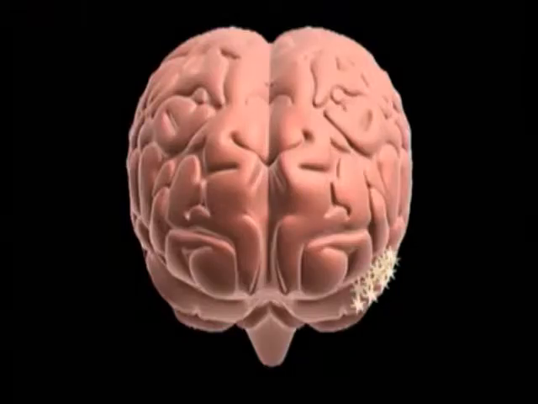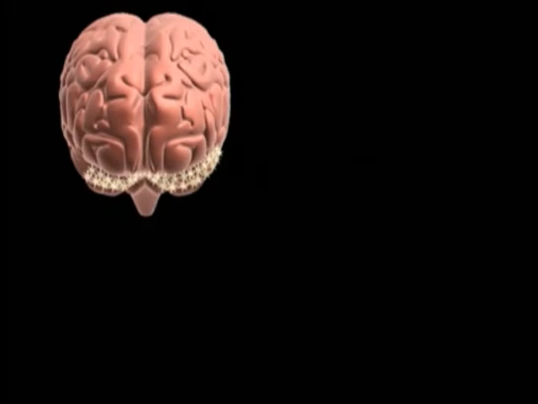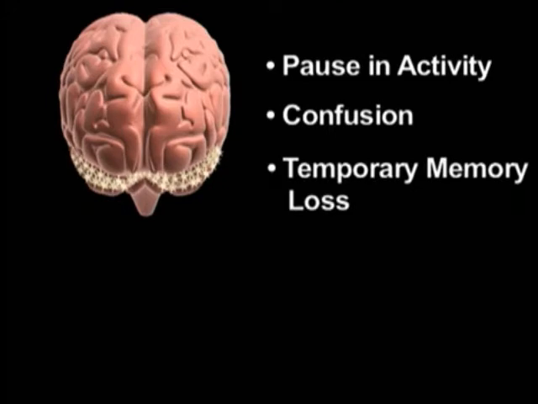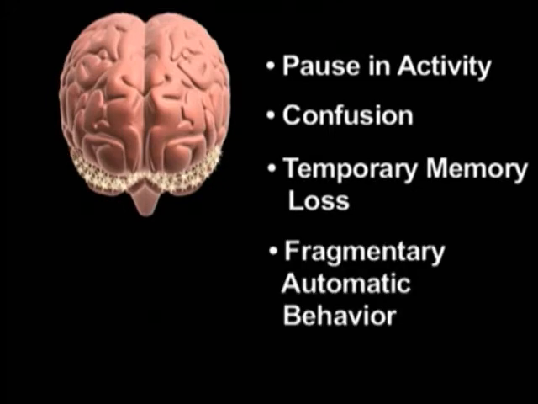If a temporal lobe seizure spreads to both temporal regions, then the manifestation of the seizures increases, with a pause in ongoing activities, confusion, temporary memory loss, and fragmentary, automatic, robot-like behaviors. This type of seizure is called a complex partial seizure. It is the most common type of seizure in adults.